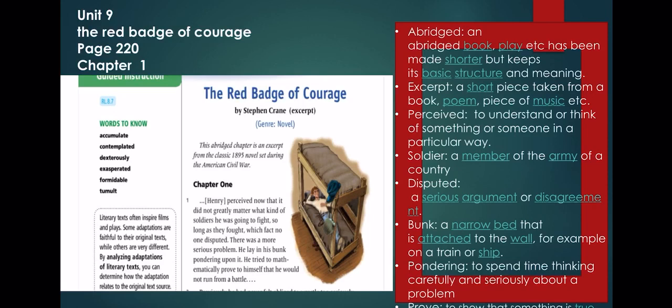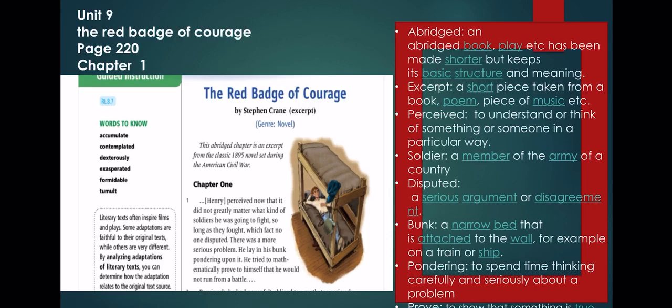What do you mean by disputed? Disputed is actually a serious argument or disagreement. A serious argument or disagreement. There was a more serious problem. He lay in his bunk. Bunk is actually a narrow bed that is attached to the wall, for example in a train or a ship. It is actually like two beds above each other. So this is what they mean by bunk.